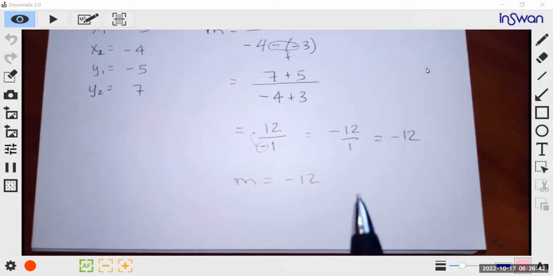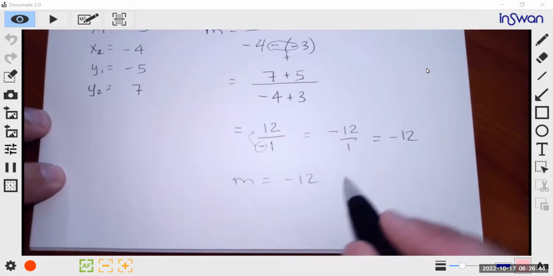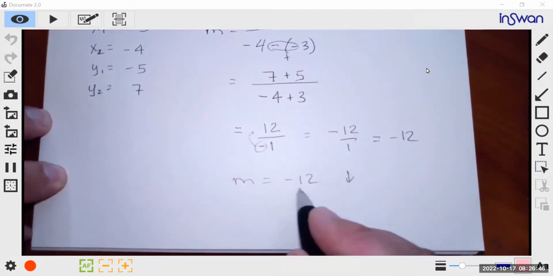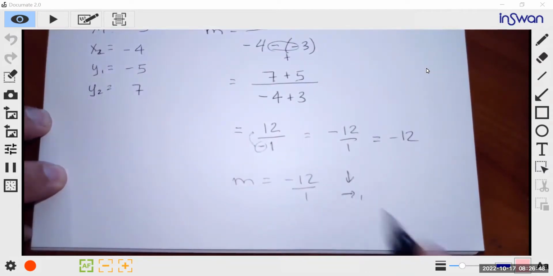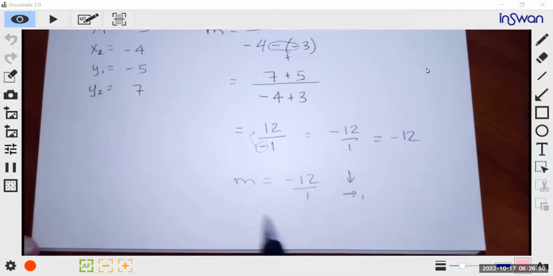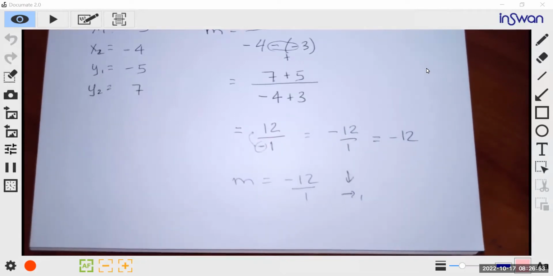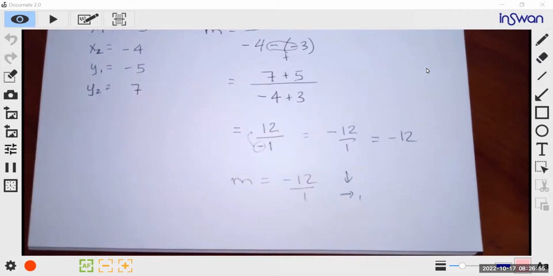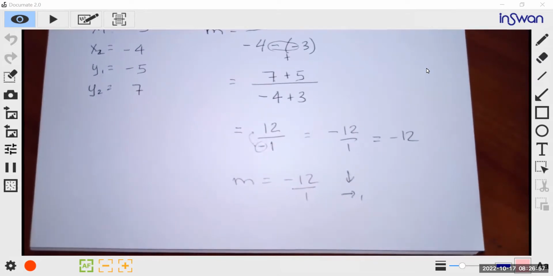Now you have to remember, what does this mean? That means you go down 12 and over 1. But we always write it as -12. Good job. You got it. Okay, so you see, finding the slope is just plug and play. You have two points, x, y components of each. Just plug and play.